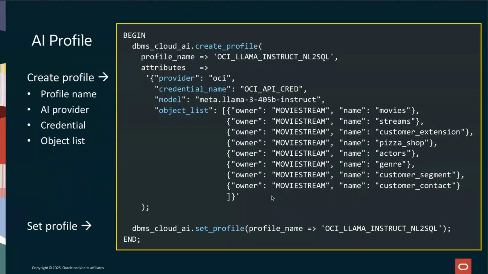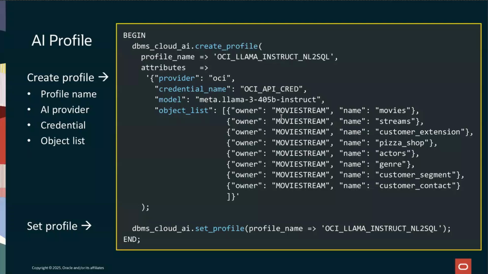The key enabler for this is a profile. A profile encapsulates the specification of the provider. In this case, we're using OCI. We have a credential. We have a model. I'm using the Meta Llama 3.1 405 billion instruct model today, and the profile also specifies the tables and/or views that you'll want to pass through to your language model to enable it to generate the query.